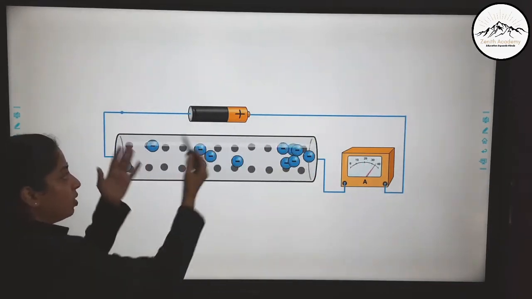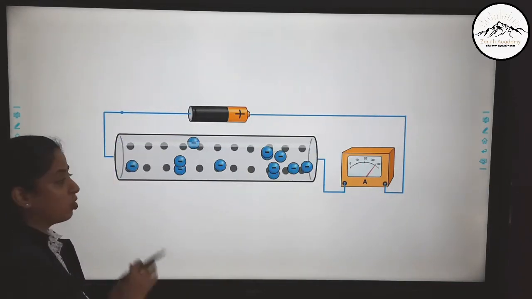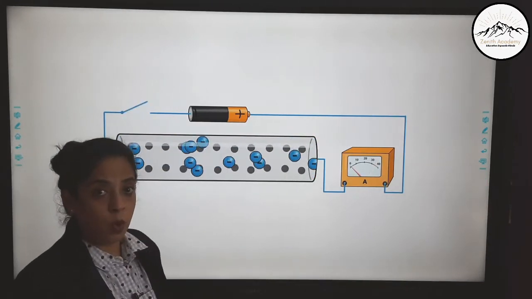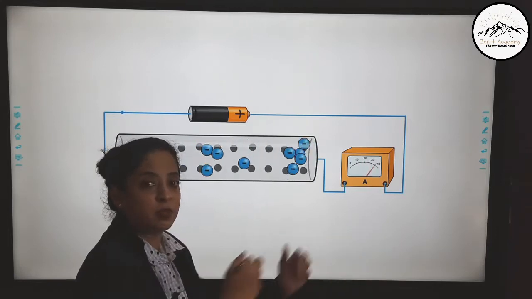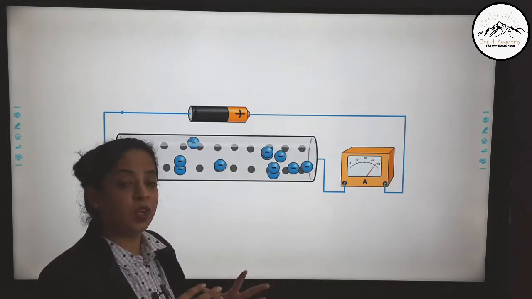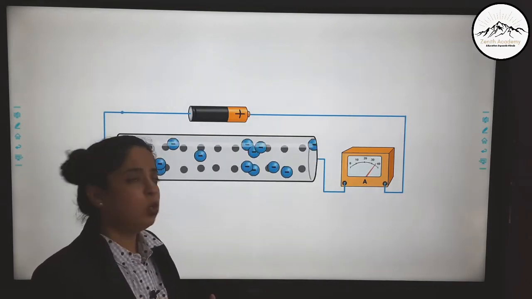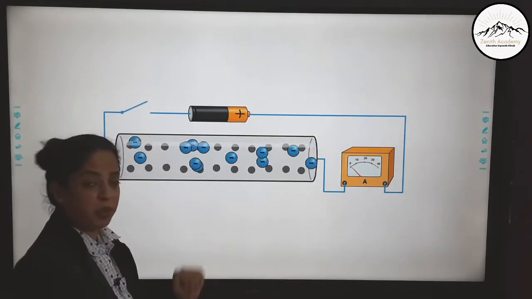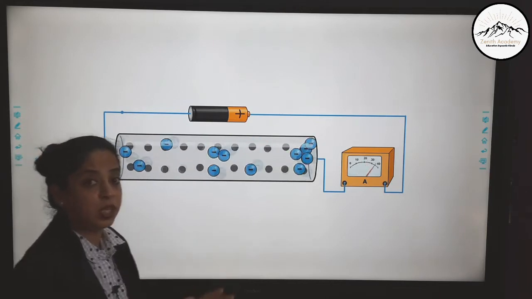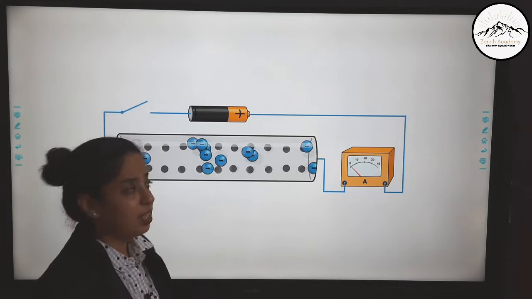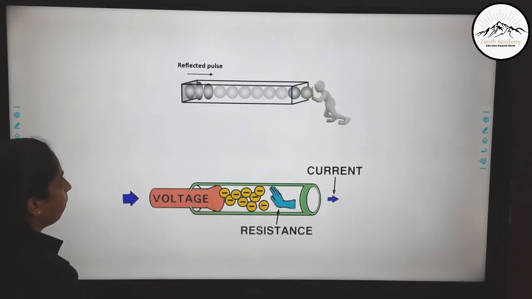Now when this potential is applied, the electrons start drifting towards the positive side, but they do not move very smoothly. They keep on colliding with each other and also with the metallic ions. So they do not move at high speed. They drift slowly. What is the reason there is an obstruction in the flow of current? Let us study that.